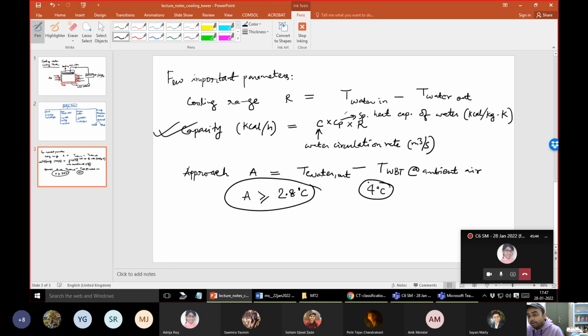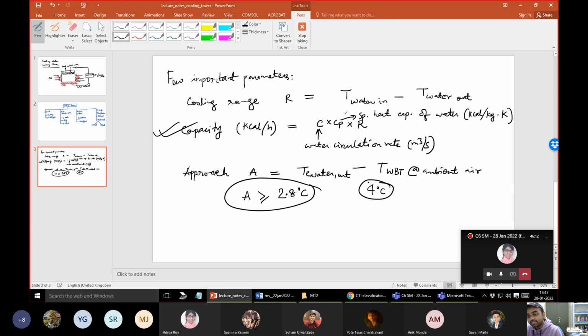So now this wet bulb temperature is dependent on the air humidity, right? And you know very well that the air humidity is very different in the winter and in the rainy season, because in the rainy season humidity is very high, and in the winter season humidity is very low. So this wet bulb temperature corresponding to the rainy season, right, corresponding to the rainy season has to be considered, right?